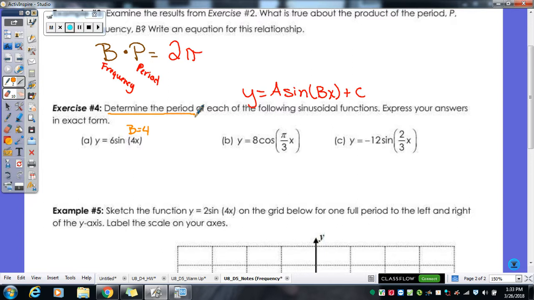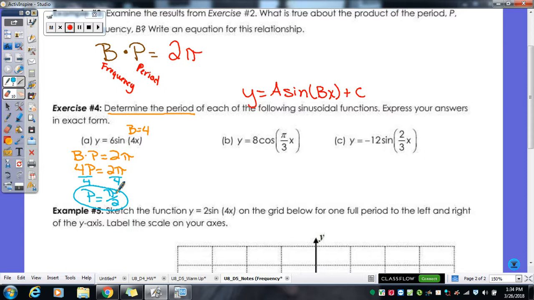So using that equation above, your frequency, which is your b, times your period equals 2 pi. Plug in our 4. So 4p equals 2 pi. And then what do we want to do with that 4? Divide it. So our period equals, what is 2 over 4 reduced to? Yep. So our period would be pi over 2.